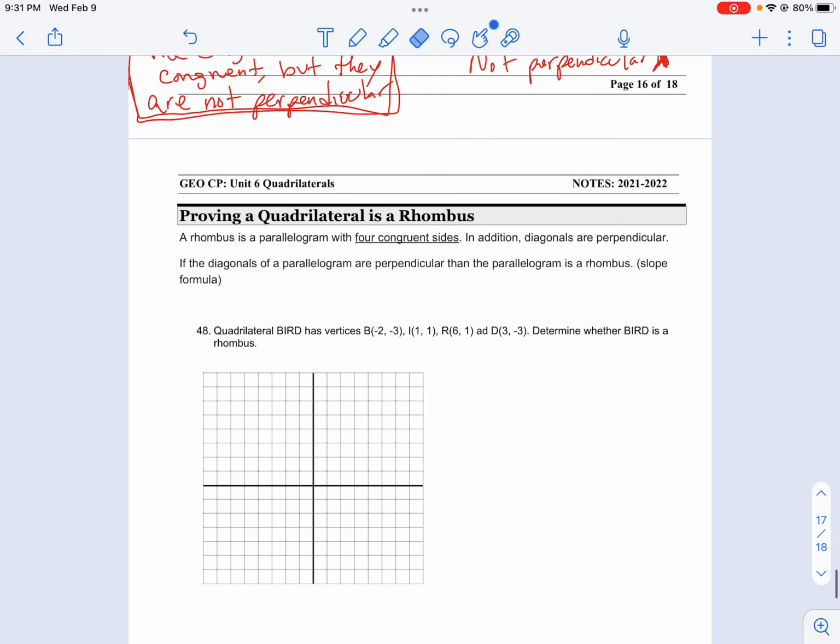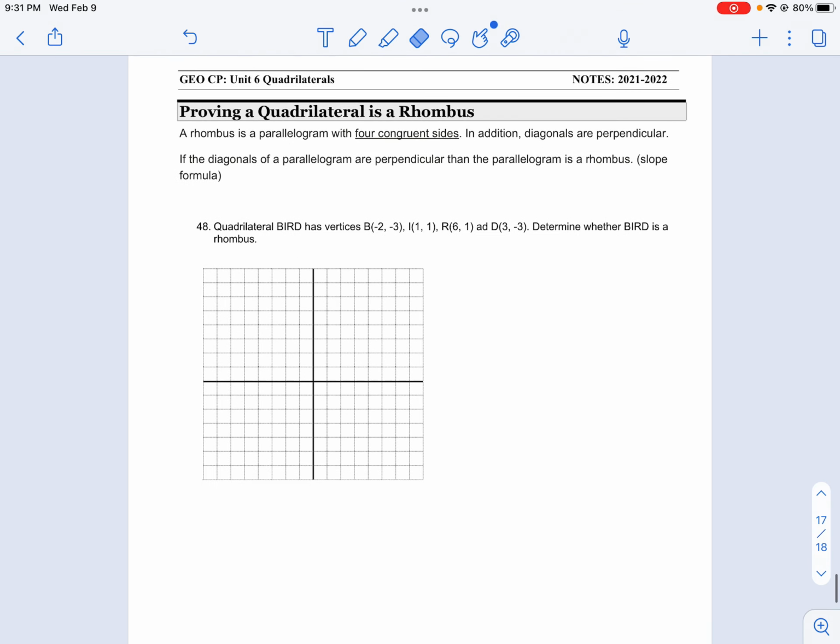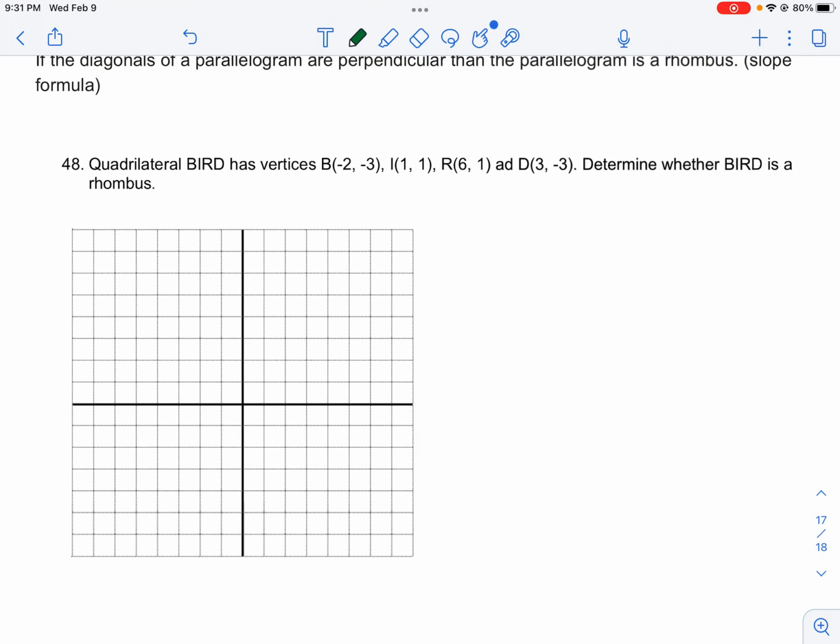We are going to see if we can prove that a quadrilateral is a rhombus. That is number 48. So let's go ahead and start plotting this out and see what we get. All right, so here's our graph. Of course, this is our y-axis. This is our x-axis. Got some arrows on the axes, very nice.